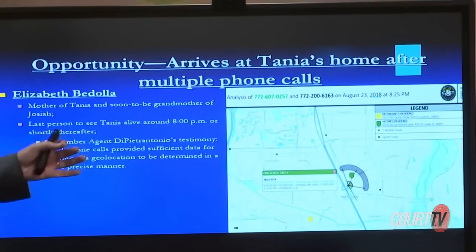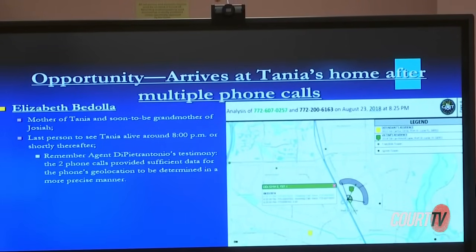Remember Agent Kelly's testimony: two phone calls were made that provided sufficient data for the phone's geolocation to be determined in a more precise manner, right? Because in 2018 we have the cell phone data. It's not what it is today. It puts us in the ballpark. It's not 100% accurate. Nothing is. But we do have very good data.